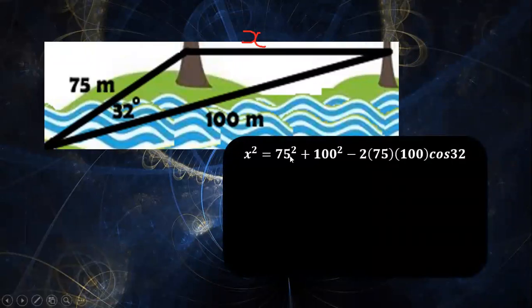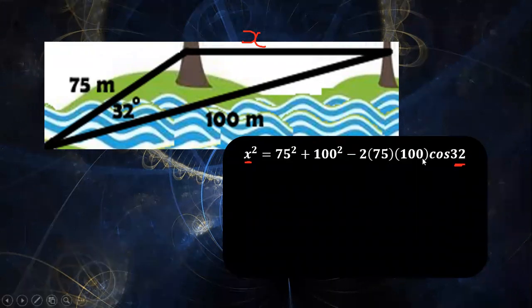X squared is equal to 75 squared plus 100 squared minus 2 by 75 by 100 by cos 32. This is all the cosine rule. And one key note is that the x should be facing the 32. That's how you should do the cosine rule always.